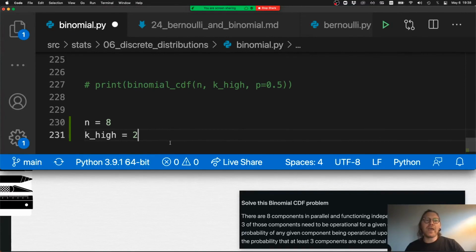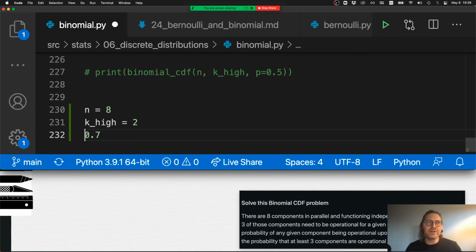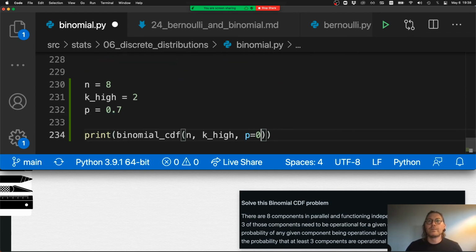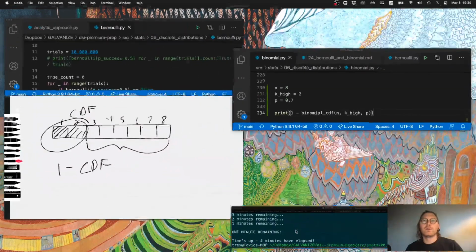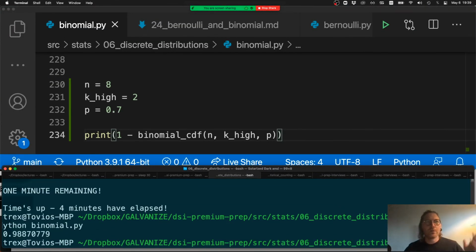All right, so we have a K high of 2. And we have a component being operational is 0.7. So our probability is 0.7. So I'm just going to snag this. And we can pass all of those in. This is going to get us the probability of two or less components being operational. So we can just subtract this from one. And that should give us, well, it looks like that's pretty good, right? 0.98 is what we're looking at.